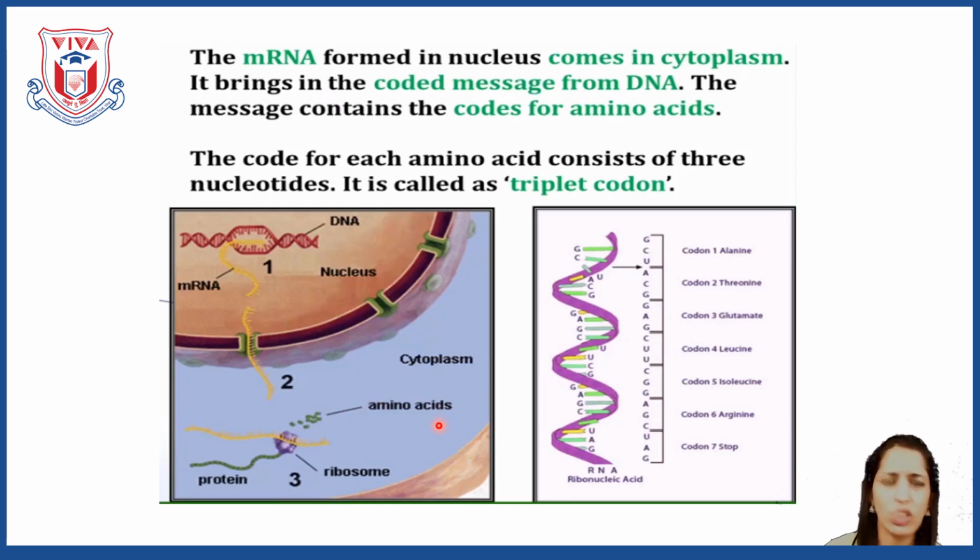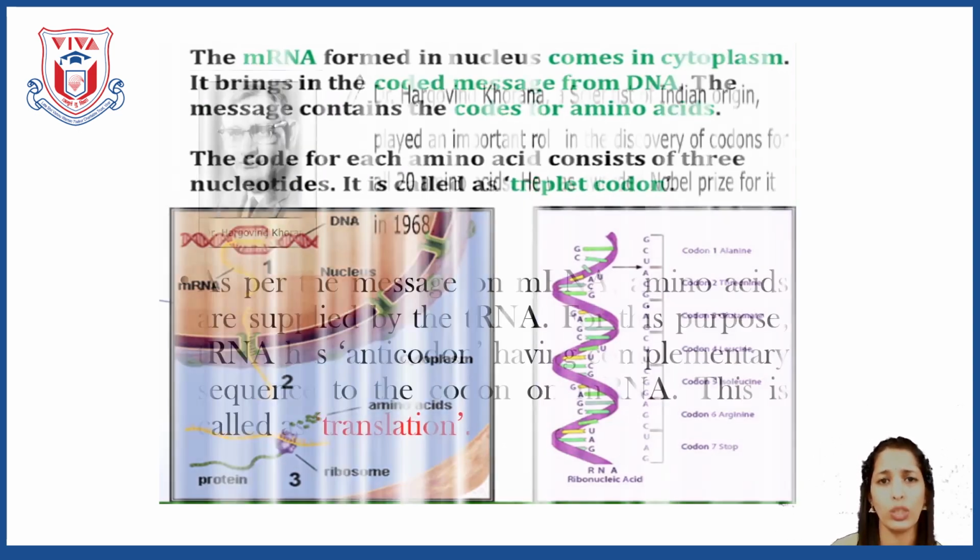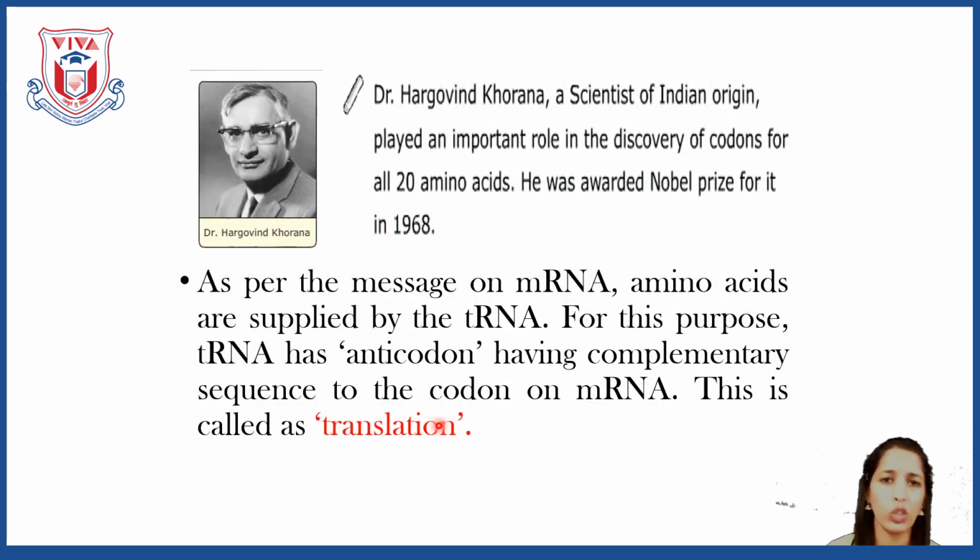Now, there are so many amino acids required by the body, present in the body, and these codons were discovered by Dr. Hargobind Khorana. He is a scientist of Indian origin, and he was awarded the Nobel Prize in 1968 for his discovery of these codons for 20 amino acids. Dr. Hargobind Khorana.